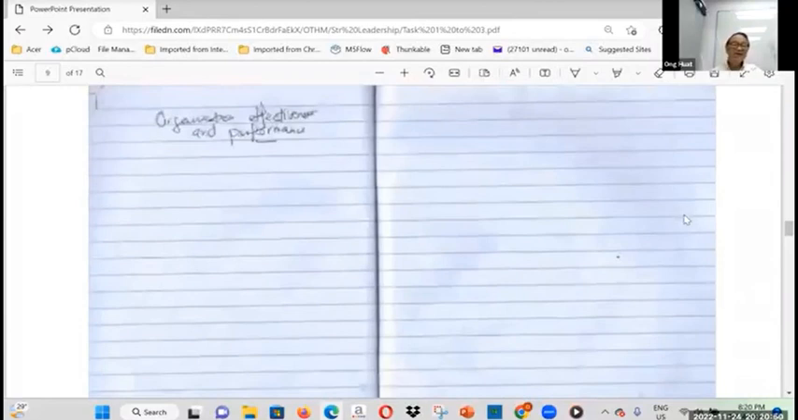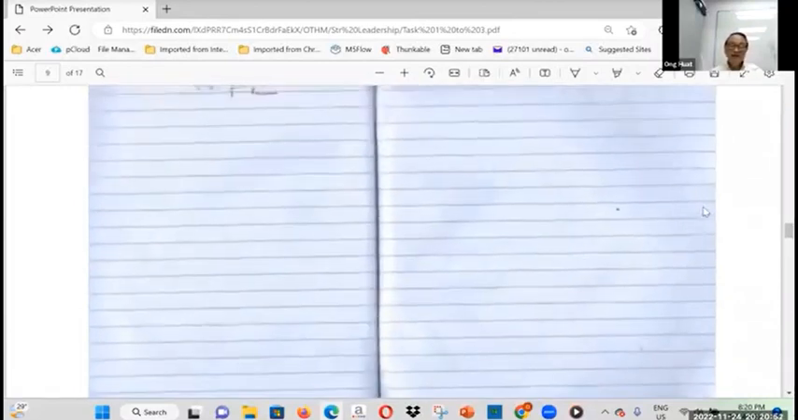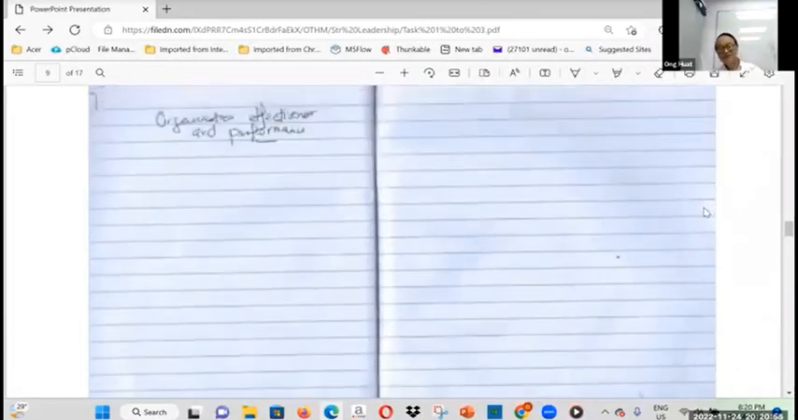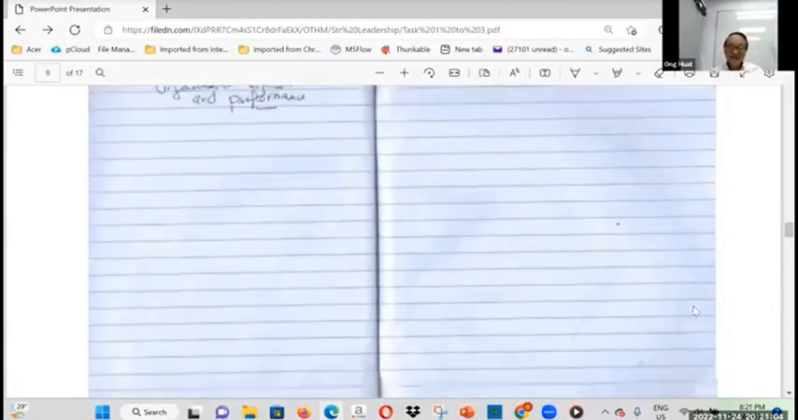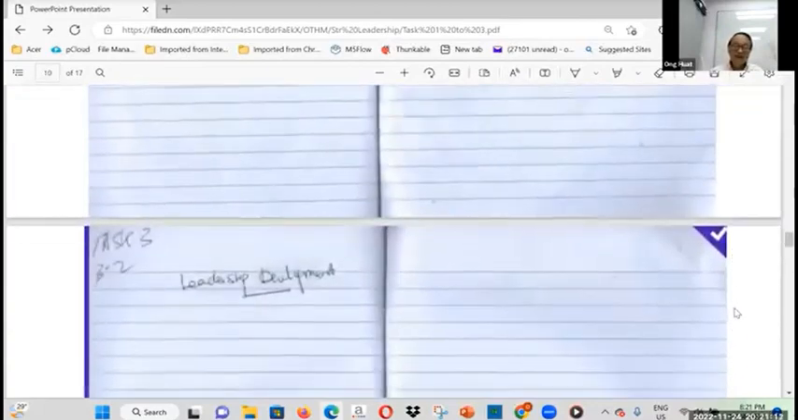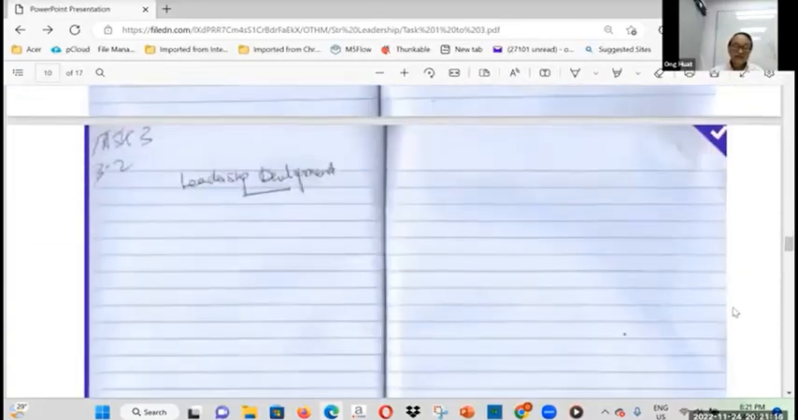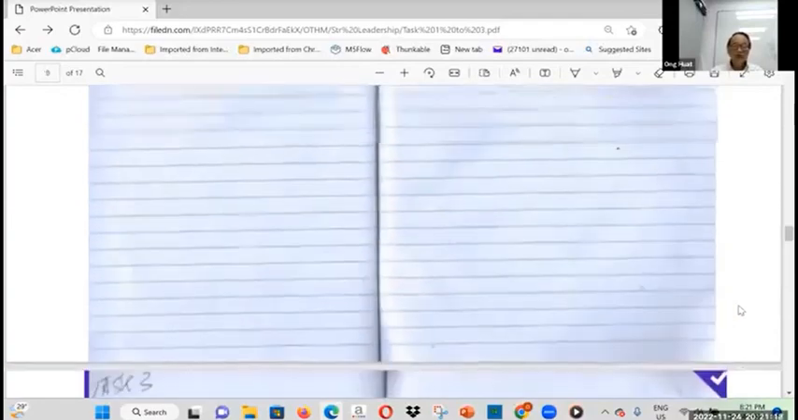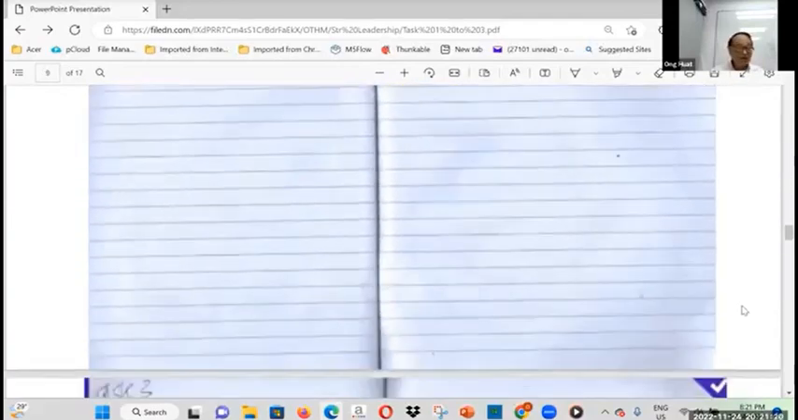Okay, this one is about effectiveness and performance, which I actually spoke a lot about in our last session, right? That's why I didn't put much. And also in the last session, just on Monday, I spoke a lot about leadership development. So these are the questions from you, right?